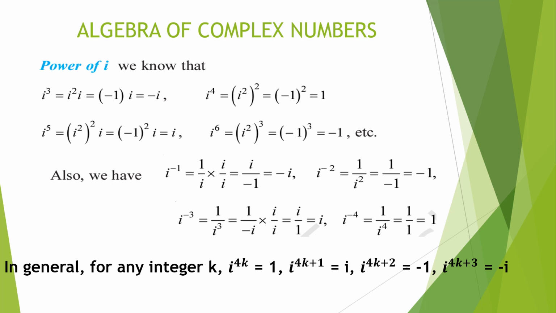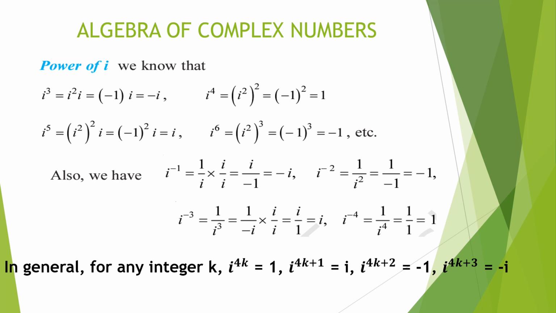i raised to 5 will be, after simplification, i square whole square into i. That means minus 1 raised to 2 into i. So on simplification you get i. Same way, i raised to 6 is i square whole cube, which is minus 1 cube, or minus 1. And same way you have i raised to minus 1, i raised to minus 2, minus 3, minus 4. So in general we have a rule.